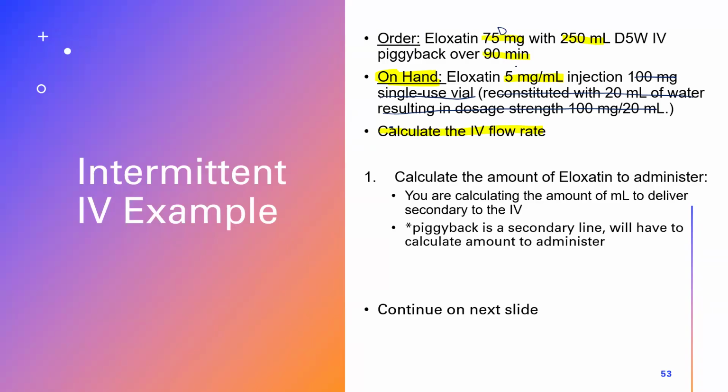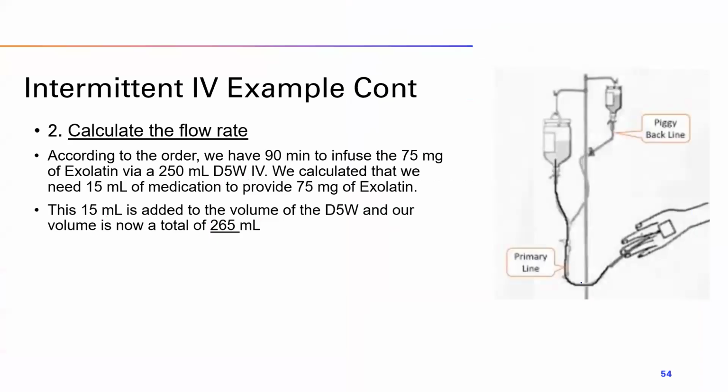Reconstituted with all this, it doesn't matter because all this is a dosage problem. What's ordered over what's on hand times the quantity, because the first step is calculate the amount of Loxodin to administer. So this is going to be the medication. The medication he's ordered is 75 milligrams. What's on hand is 5 milligrams per 1 milliliter. So 75 divided by 5 will give you 15 milliliters for his medicine. Now you're going to go to the next slide to complete it.